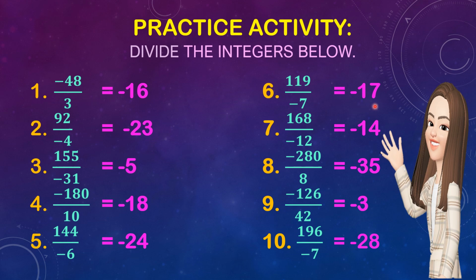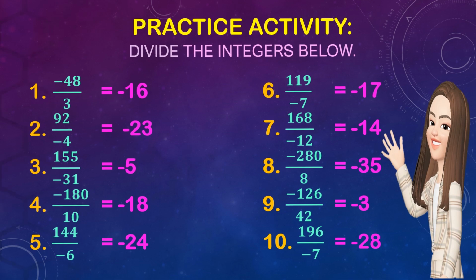For number 6, the answer is -17. For number 7, the answer is -14. For number 8, the answer is -35. For number 9, the answer is -3. And for number 10, the answer is -28. How many correct answers did you get? I hope that you got all of these correctly.